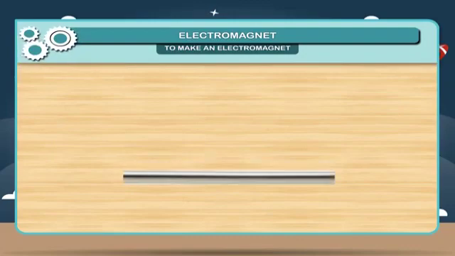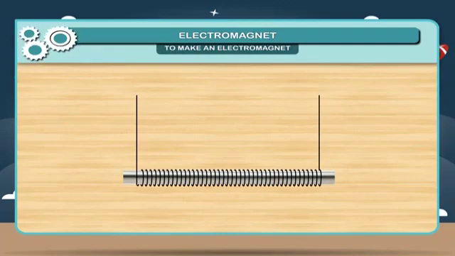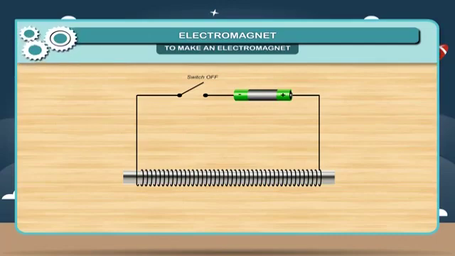Take a soft iron rod and wrap an insulated copper wire around the iron rod. Connect the ends of the wire to the battery through the switch as shown in the figure. Now, put on the switch so that the electric current passes through the copper wire. Bring the iron paper clips close to the iron bar.